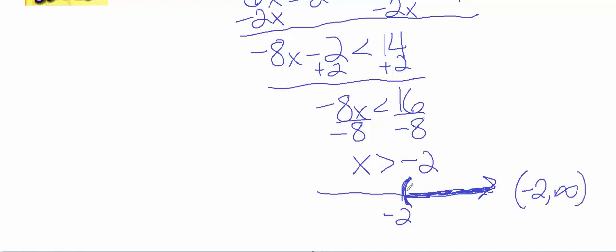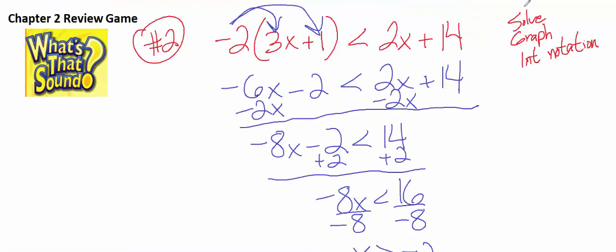Again, we use a parenthesis here because it wasn't equal to. If it was equal to, we would have used a bracket. How'd you do? If you didn't get it right, make sure to change it. We want everyone to have this one right before we do the What's That Sound game.